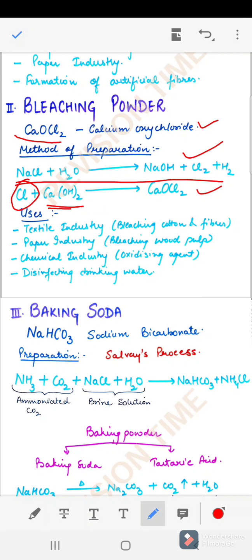And where is this bleaching powder used? First, in the textile industry for bleaching cotton and fibers. In the paper industry for bleaching the wood pulp. Paper is produced from the wood pulp. In the chemical industry it is used as an oxidizing agent, and also because of the presence of chlorine, it is used in the disinfection of drinking water.